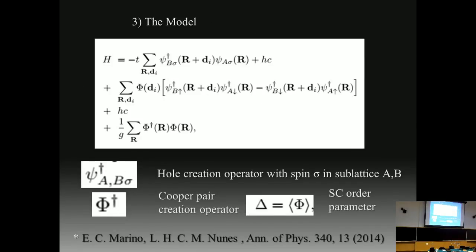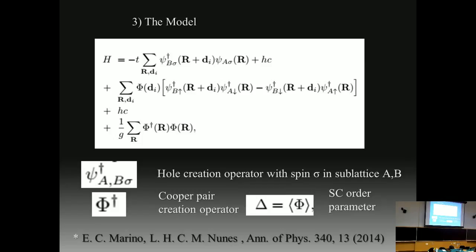So the model we are going to use is given by this. Let's call psi dagger A and B the hole creation operator with spin sigma in sublattices A and B. Remember, A and B are the oxygen sublattices with px and py orbitals. So the first line is a hopping term. R sweeps the sites of one of the sublattices, and d_i are the vectors connecting to nearest neighbors.